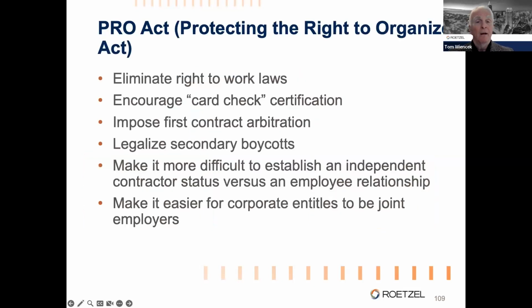So what's on the horizon? Well, this PRO Act that I told you about, which the proposed Secretary of Labor was the only Republican to authorize. It would eliminate right-to-work laws, encourage card check certification, which is a demand for recognition based on majority status, and impose first contract arbitration. So if it's a first contract and you can't get a contract within a certain period of time, it goes to binding arbitration like the public sector. It would legalize secondary boycotts against your suppliers and other related entities, make it more difficult to establish independent contractor status versus an employee relationship, and make it easier for corporate entities to be joint employers. This is a wish list of the union, and it concerns me that the Secretary of Labor voted for it. I don't know what's going to happen in the Trump administration. Preferably it goes to die a death.